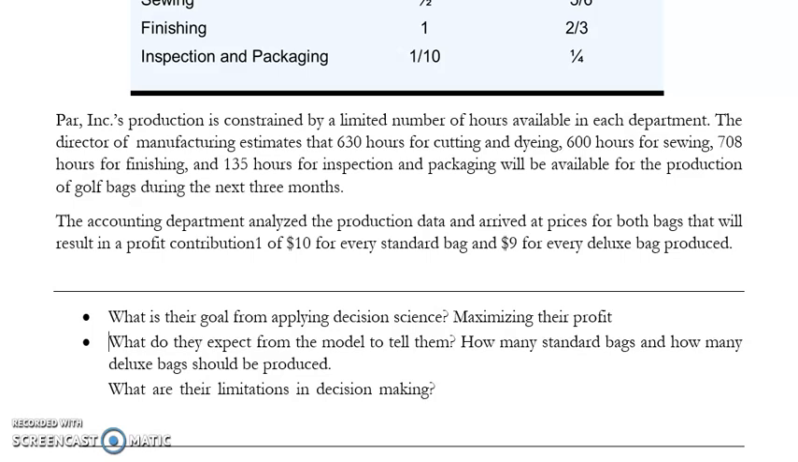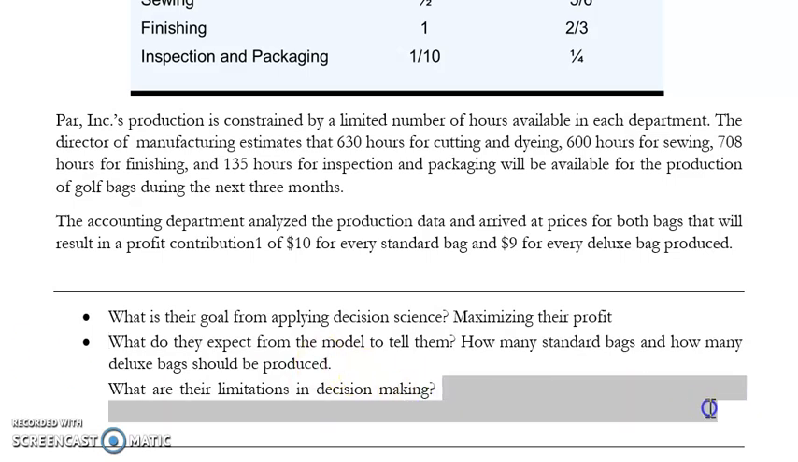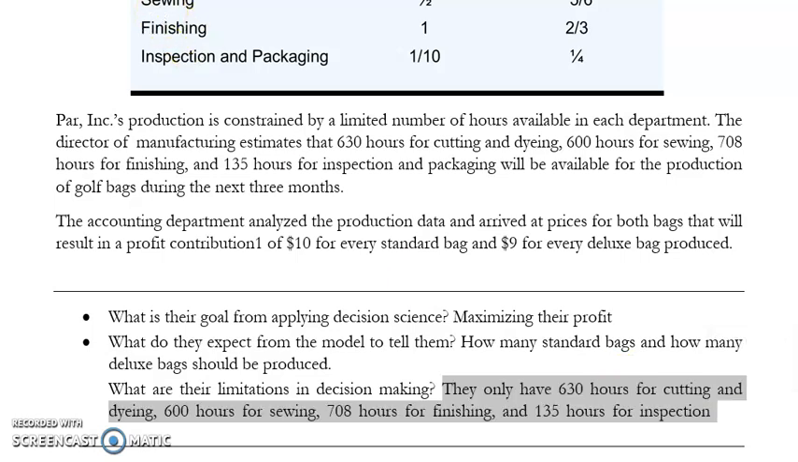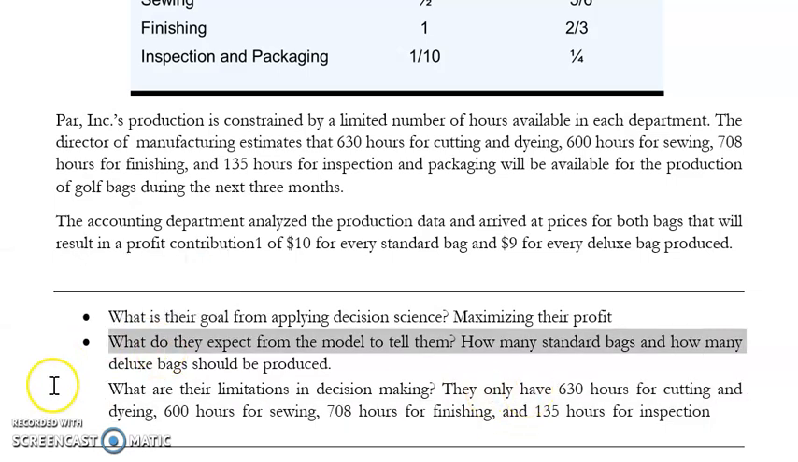And the last question, what are their limitations in decision making? It's very easy to understand the limitations, because we already know about them. They have only 630 hours of cutting and dyeing, 600 hours for sewing, 708 hours for finishing, and 135 hours for inspection.